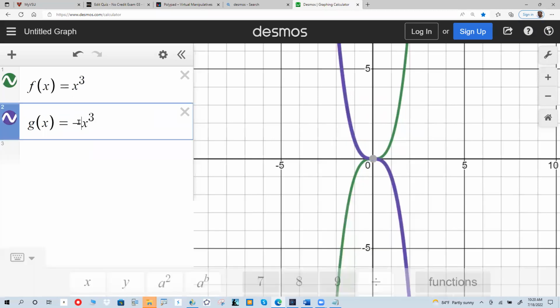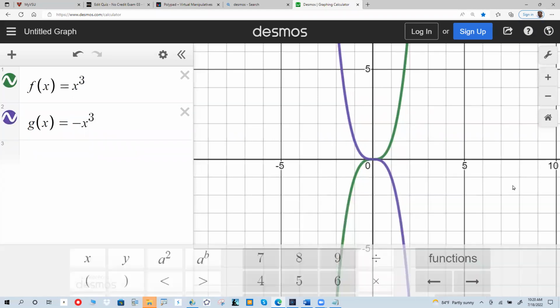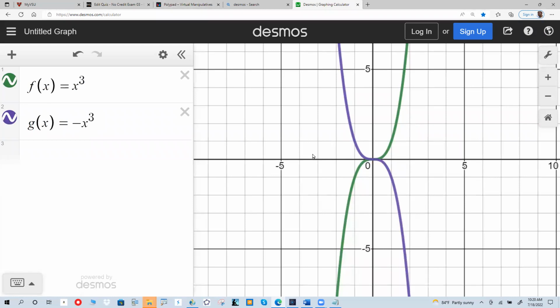Take a look, guys. If I put a negative sign outside my whole function, my original function was f of x is x cubed. This time, my new function, the transformed function, is just a minus sign stuck outside. That's the only difference. It works with any function, whatever you start with. You stick a minus sign outside, what happens? It's called a reflection with regard to the y-axis.